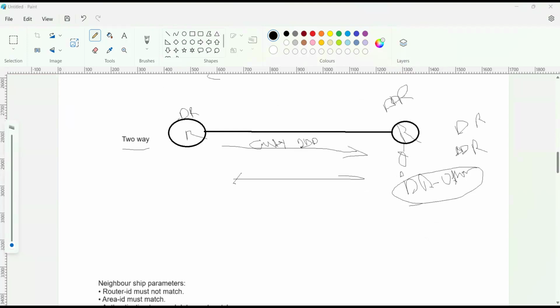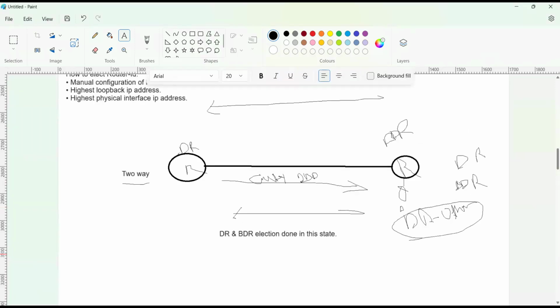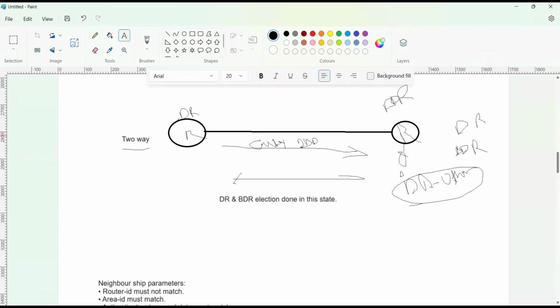In the OSPF domain, if a router receives a hello packet in which it sees its own router ID, then that router is in the two-way state. And in the two-way state only, the DR and BDR election will happen. What is the DR and BDR election?